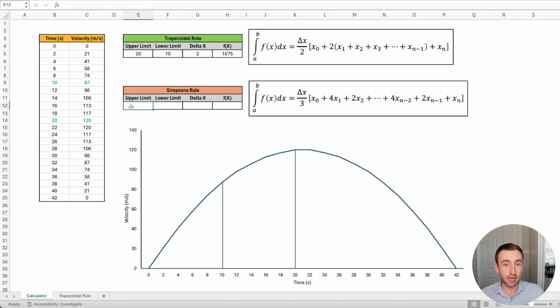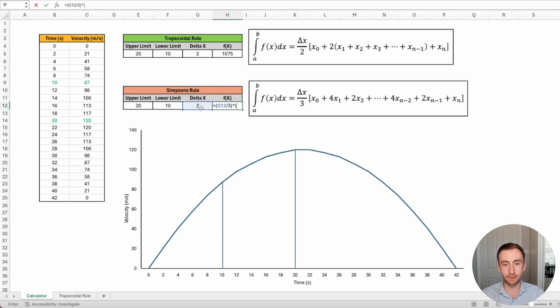Now, if we do the same thing, but this time with the Simpsons rule, then our upper limit and our lower limit are going to stay the same. Our delta x is still going to remain as 2, but this time we'll do the same thing: we have our delta x divided by 3 this time. Close the bracket.